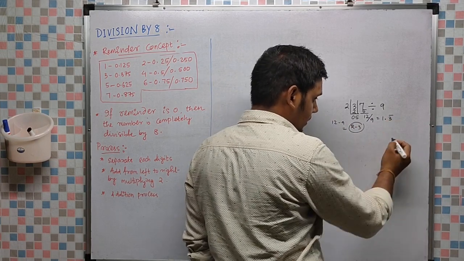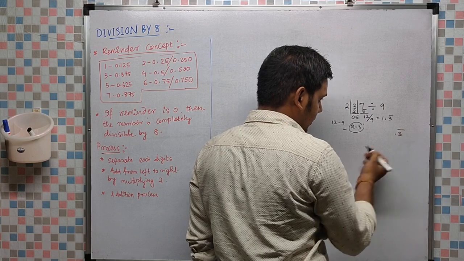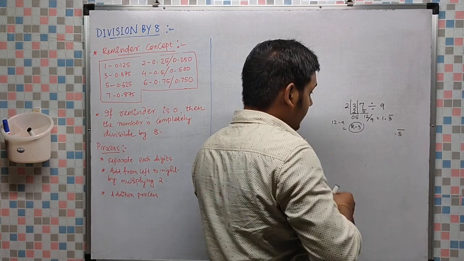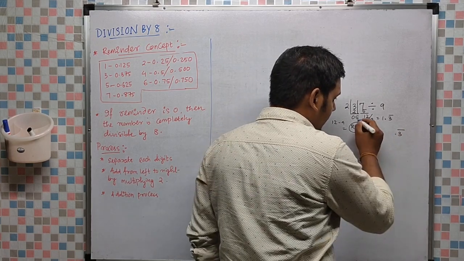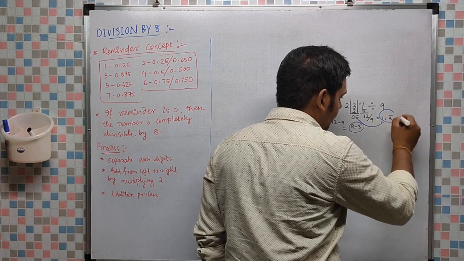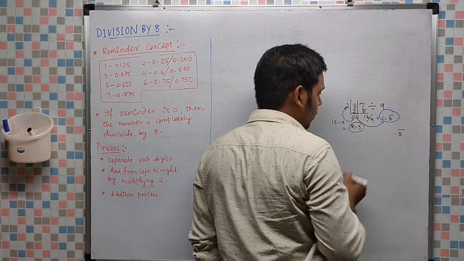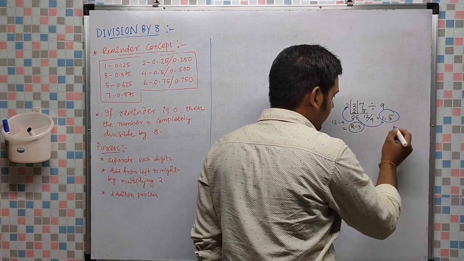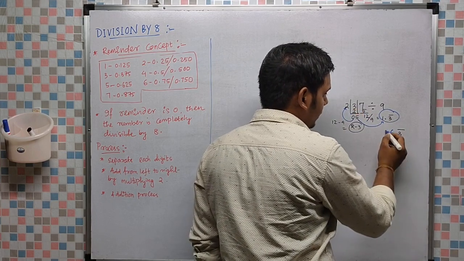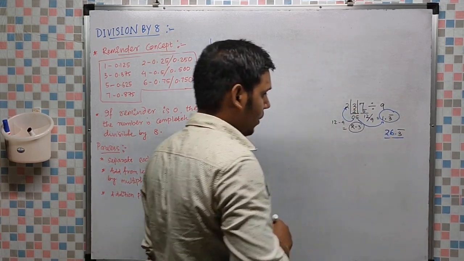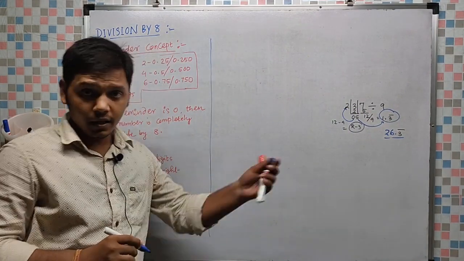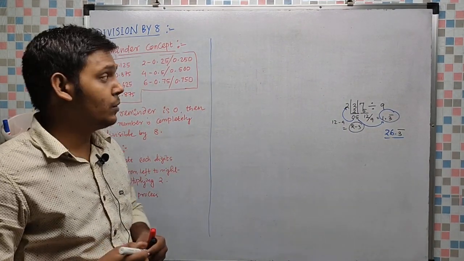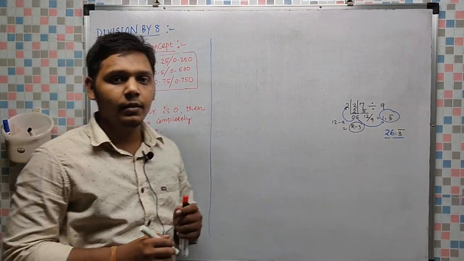Thereafter what we have done, that 0.3 bar is fixed, and then this number will be added to this result. This number will be added to this 2: 5 plus 1, that is 6, and 2 plus 0, that is 2. Answer is 26.3 bar. Now we are going to discuss division by 8.